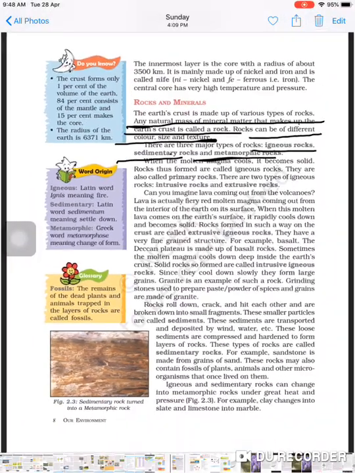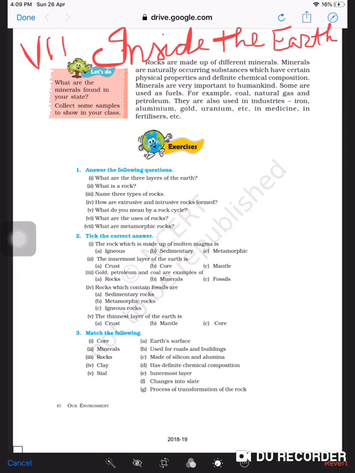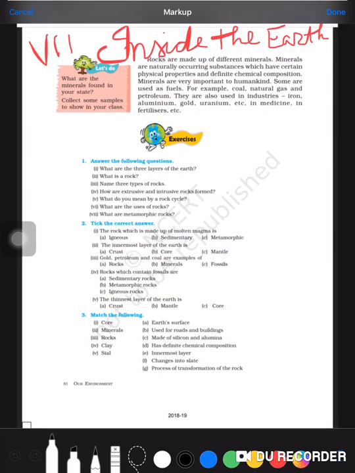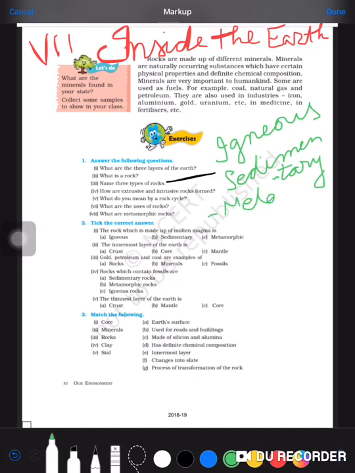This is the answer to the question, name three types of rocks. This we have already discussed. Again, three types of rocks: first one is igneous, second is sedimentary, and third one is metamorphic. These are the three types of rocks. Next is, how are extrusive and intrusive rocks formed?